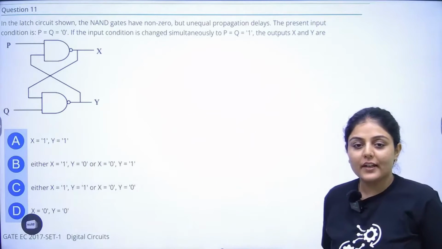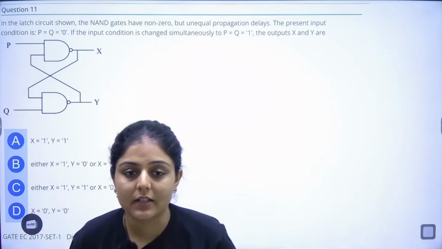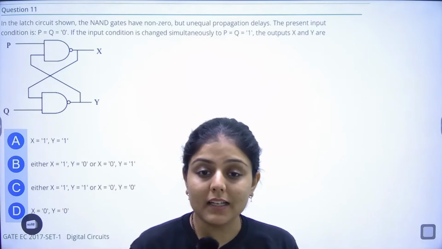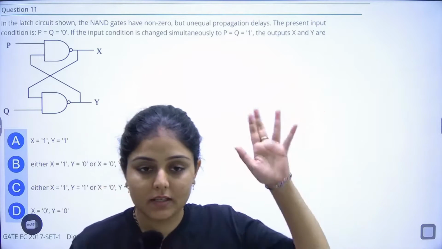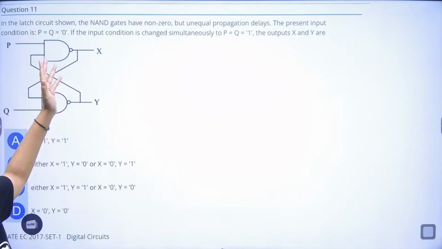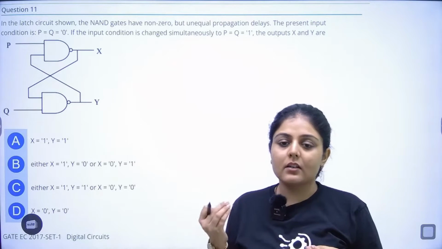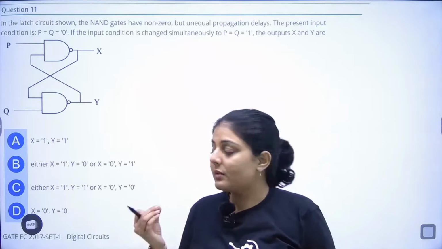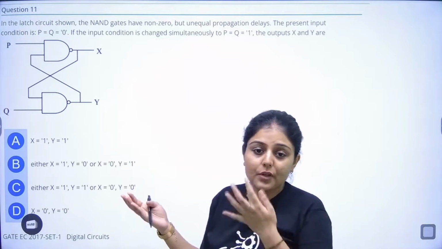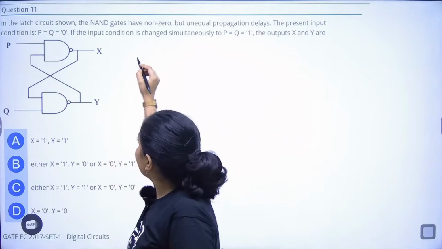Okay, moving on to the next question. The question says that in the latch circuit shown, the NAND gates have non-zero but unequal propagation delays. This is a latch circuit, right? The latch is the basic sequential circuit which we make. After the latch, in order to stabilize the latch outputs, we make flip-flops. So this is a NAND gate latch.